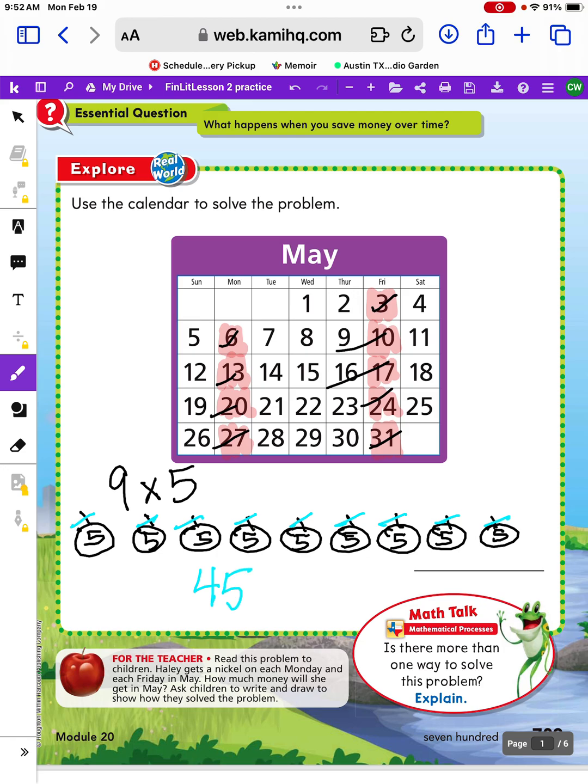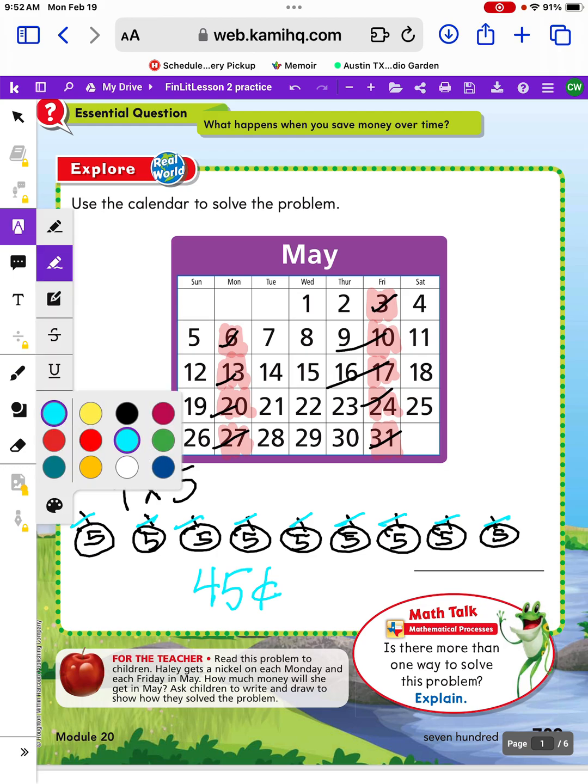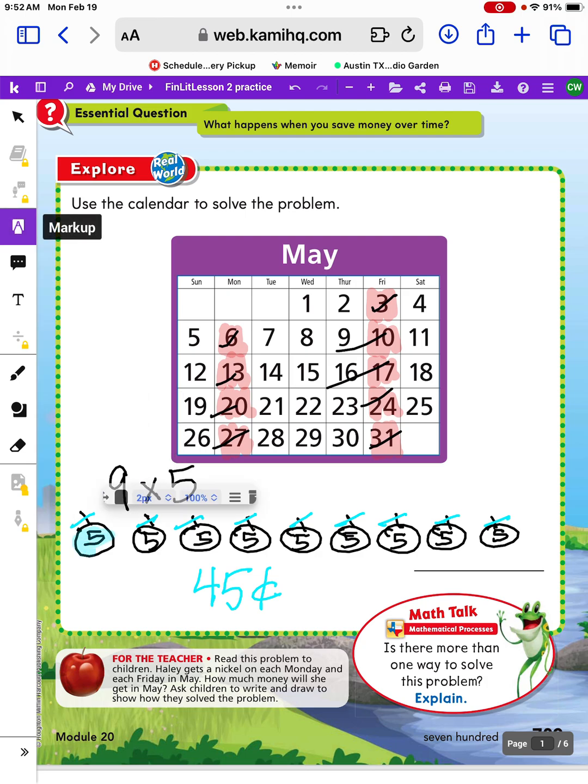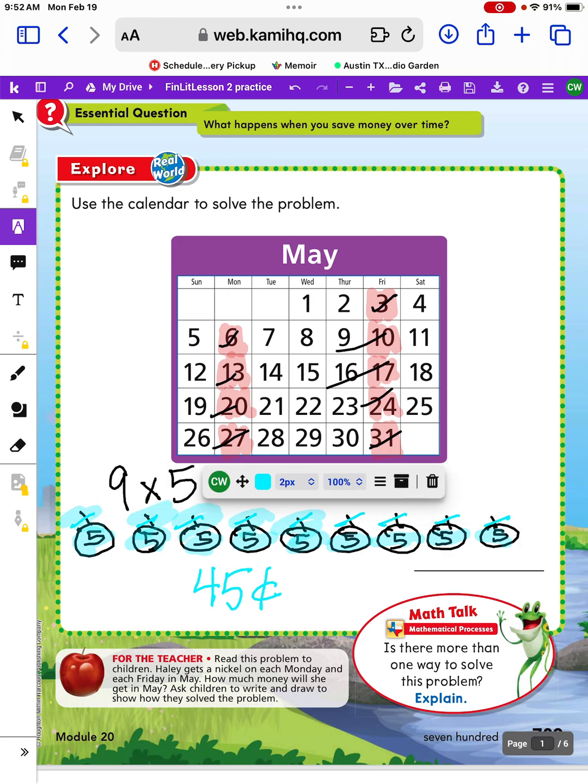You're going to learn when you get to multiplication that repeated addition is basically the same as multiplication. Multiplication is just a quicker way of doing it, okay? So I have 45 cents. Actually, Haley has 45 cents that she has earned. I've shown my pictures. I'm showing the value of the pictures, and then I'm adding them up to get my total amount.